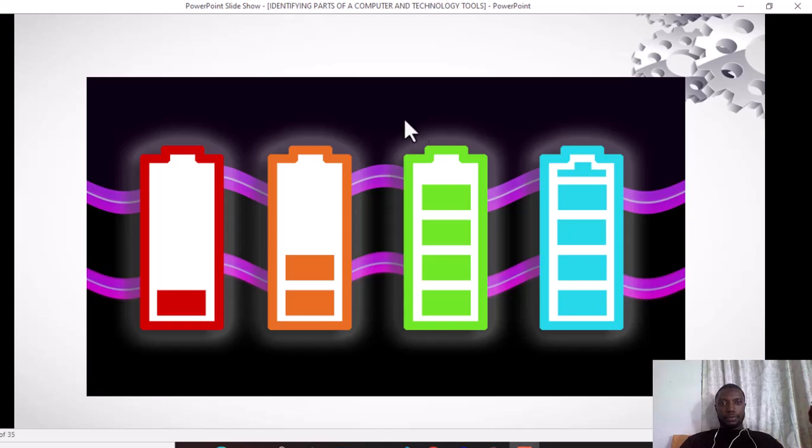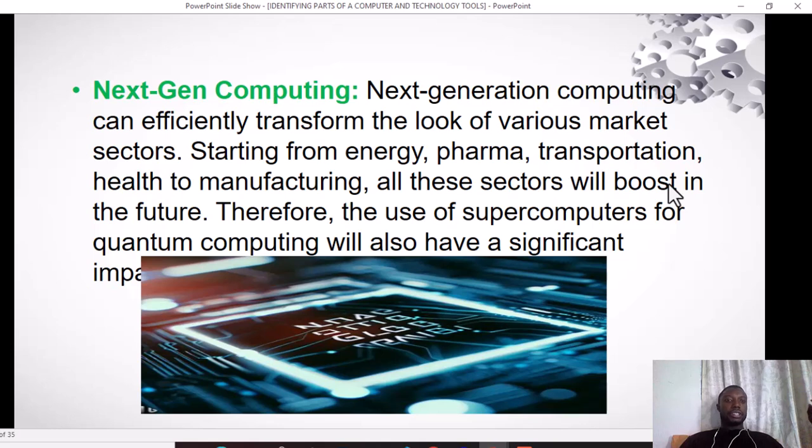Okay, so we take the next generation computing. We say next generation computing can efficiently transform the look of various market sectors, starting from energy, pharmacy, transportation, health to manufacturing. It will help transform the looks of various sectors. It's not only the ones that we've mentioned, but it can also help in the agricultural sector, like you just mentioned, every sector in this world.